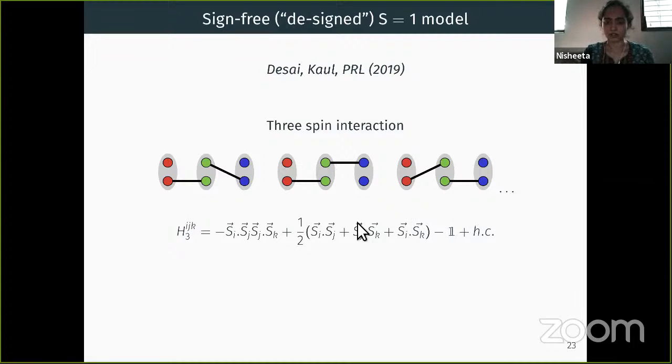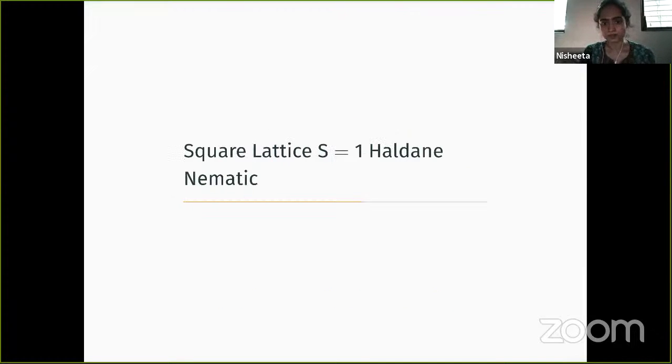Now, if I had just written down this model, H3 IJK, there is no way of telling that this was a sign problem-free model. But since I went through this route and wrote the model first in terms of the spin halves, I know for sure that this model is sign problem-free. So this was our idea. I explained this for the spin one case, but you can generalize this to any spin straightforwardly. Now I can show some applications of this procedure.